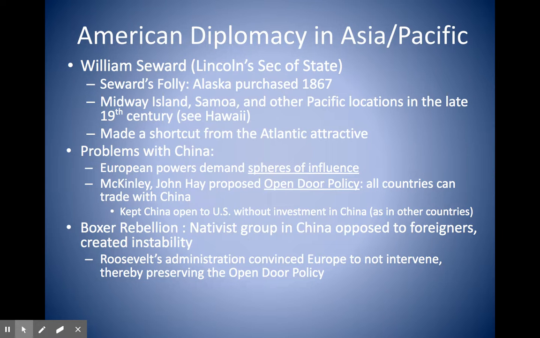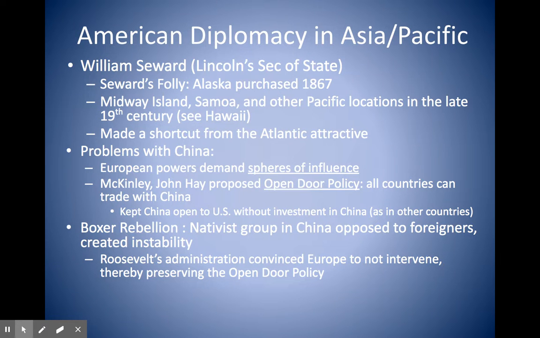So you have the purchase of Alaska, you have locations like Midway Island, Samoa, Hawaii, and all of that is an attempt to kind of encourage trade in the Pacific. Remember, when you're talking about the mid-19th century, China is the place that people want to trade. They want to do business. And the European powers had largely carved up China into spheres of influence.